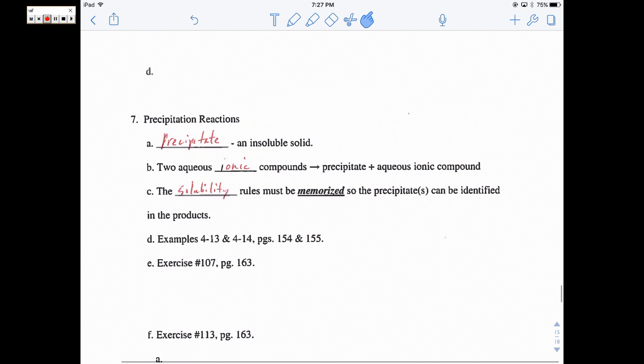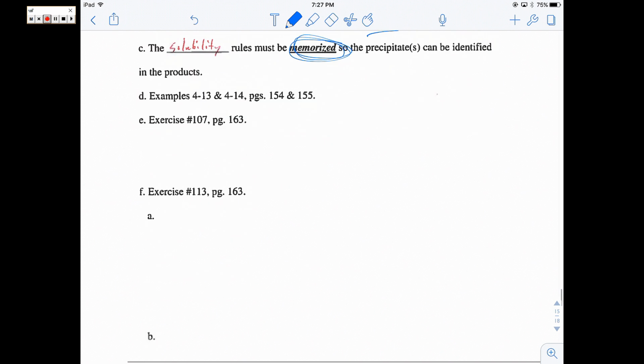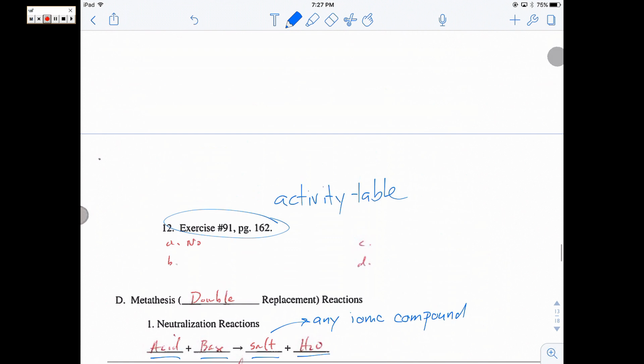You can pause it. But precipitation reactions are a category of double replacement reactions when you make an insoluble, meaning doesn't dissociate, doesn't dissolve, solid in a reaction where there was no solid before. Two aqueous compounds make a precipitate, and usually the other is an aqueous, meaning soluble ionic compound. Solubility rules, this is one of the big reasons that we've memorized them. So when you look at those two products in a double replacement reaction, you can identify which one is the precipitate.